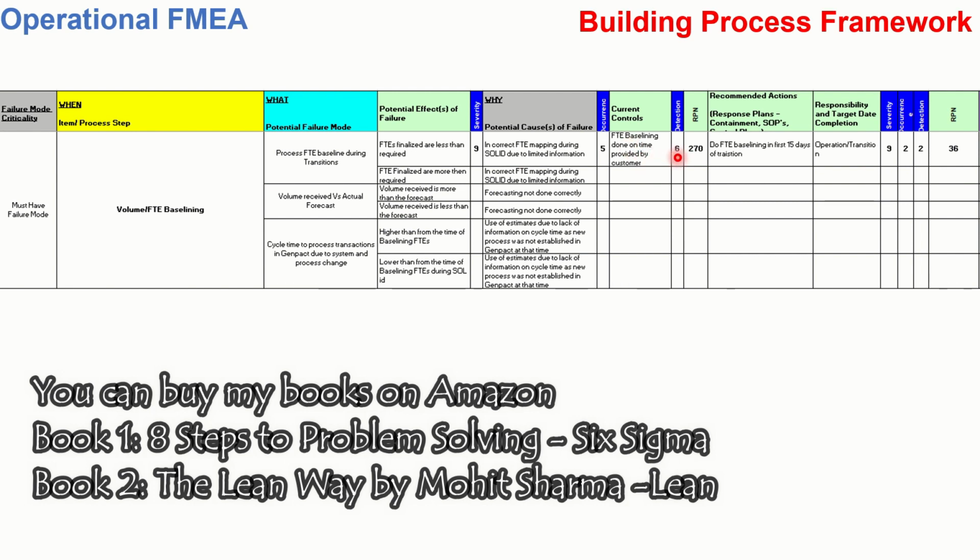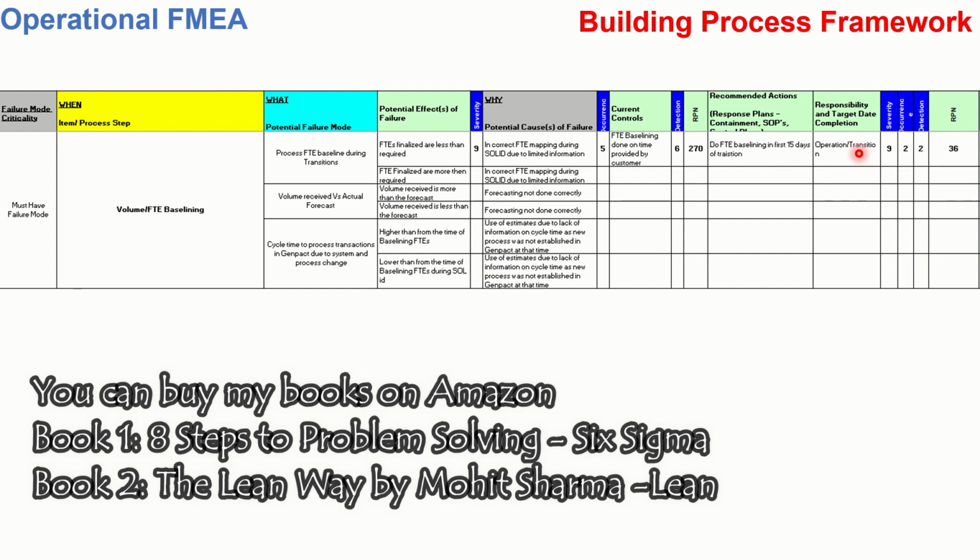So the detection is there, but it is not that strong. So the score is 6. RPN score, which is the multiplication of severity, occurrence, and detection, gives you 270. When this RPN score is greater than 100, it means we have to create a mitigation plan. Recommended action is that we need to do FT baselining in the first 15 days of transition with the real people on the floor doing transactions. Responsibility, whose responsibility is this? Operations or the transition manager who is responsible.